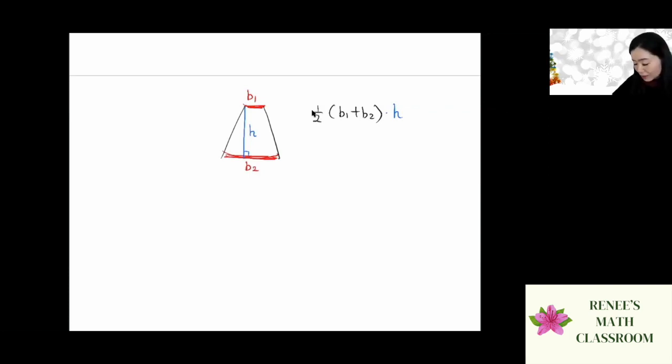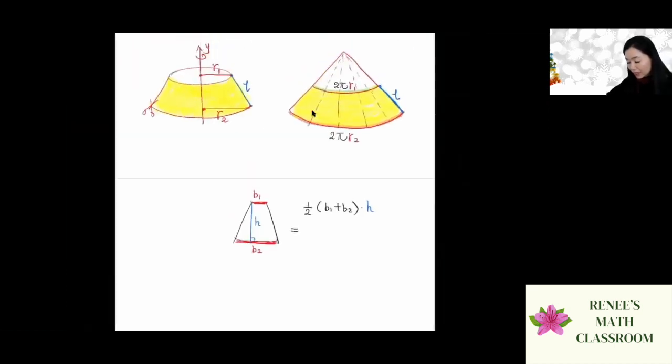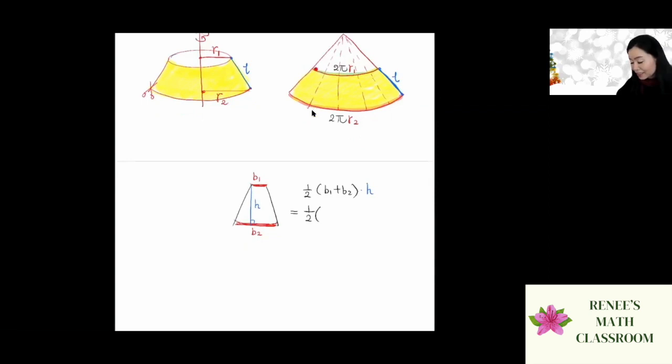All right. So each slice over here is almost like a trapezoid. And when you sum up those top bases and bottom bases, you get this whole arc over here. So if I use this formula, I'm going to get 1/2 times the top base here, which sums up to 2 pi R1, plus the bottom one over here, 2 pi R2.